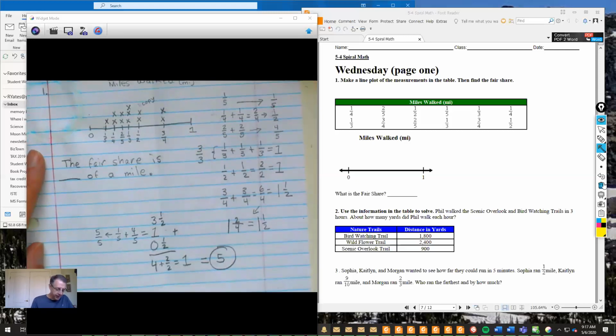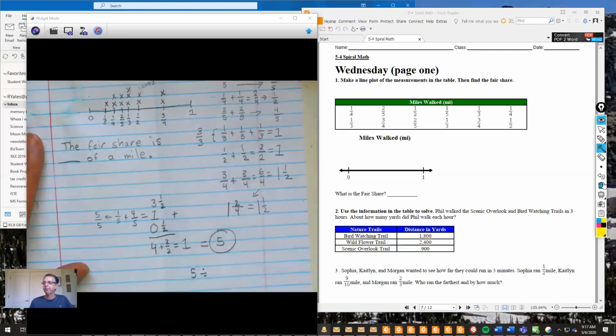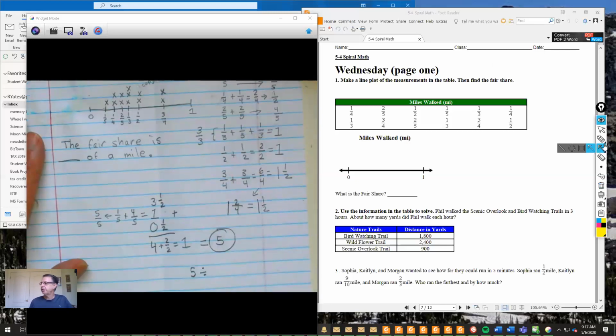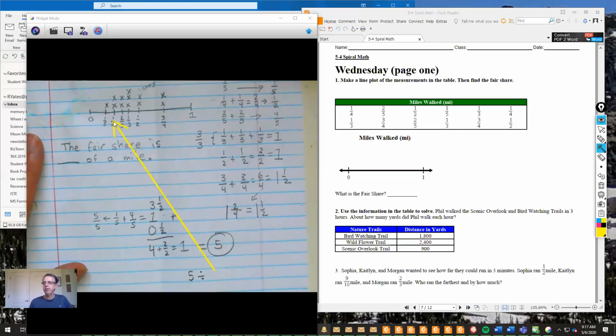The fair share now is I have to take that 5 and I have to divide it up by the number of people that actually walked. So what I want to do is to find that number. I'm going to go up here. Well, first I took my 5 and I'm putting a dividing sign, so I'm going to be dividing. And I'm going to go ahead and count all the number of x's. These are the total number of people that walked.